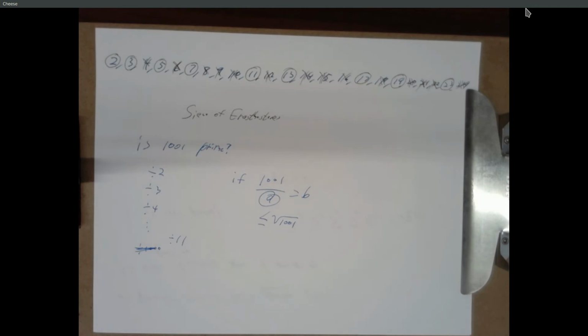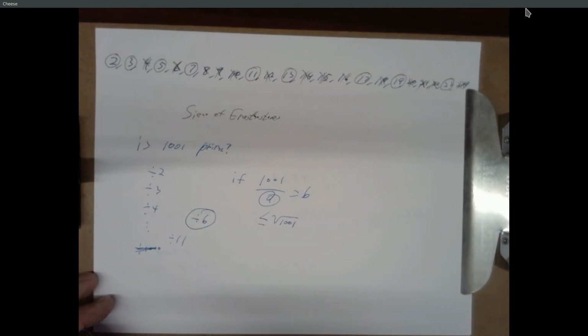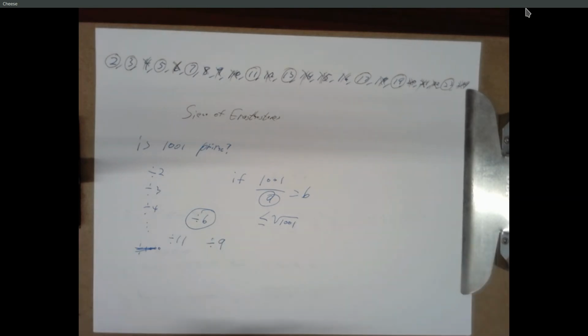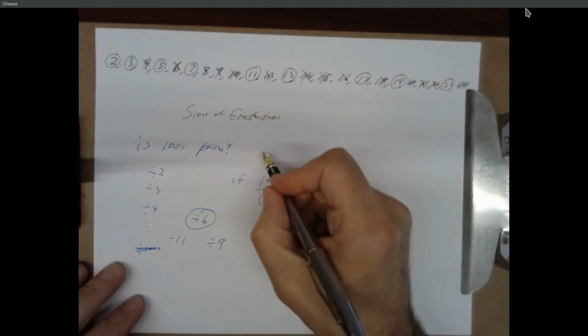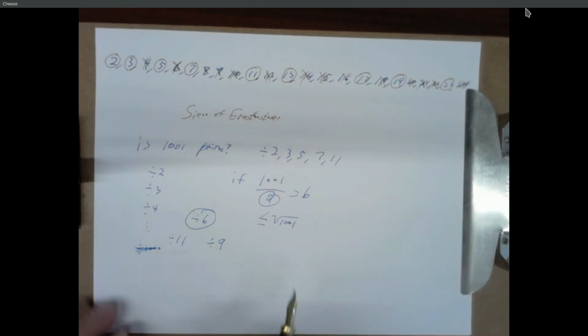Can we do it any quicker than that? You can only divide by prime numbers. We only have to divide it by the prime numbers. Because if it's divisible by 6, since 6 is divisible by 3, it would have been divisible by 3. If it were divisible by 9, it would again be divisible by 3. If it's equal to 9 times something, that's 3 times 3 times something, it's divisible by 3. So it turns out we only have to divide it by 2, 3, 5, 7, and 11.